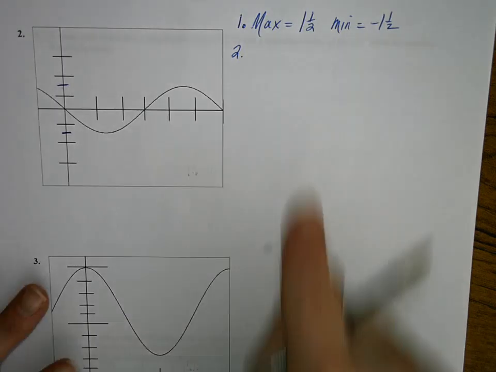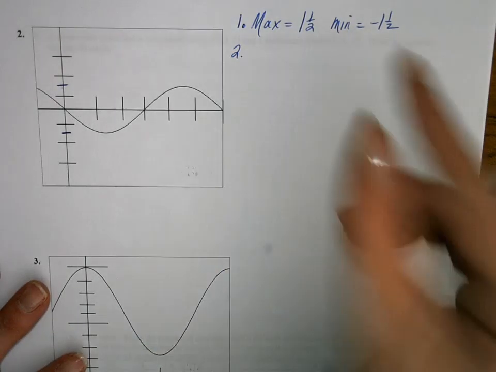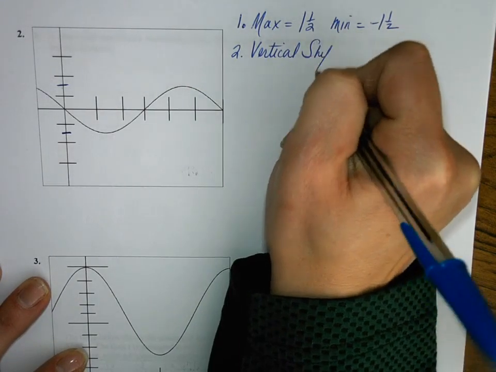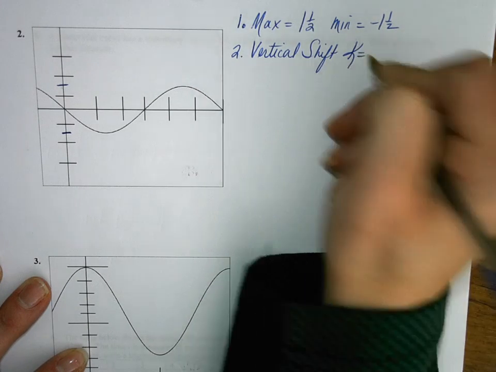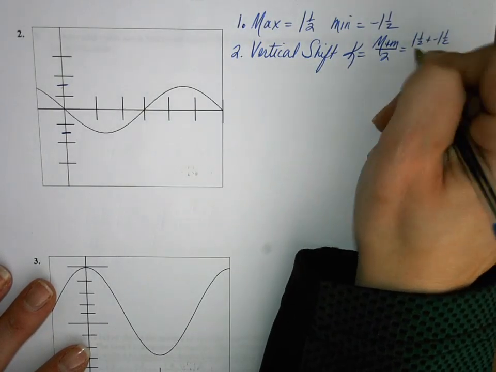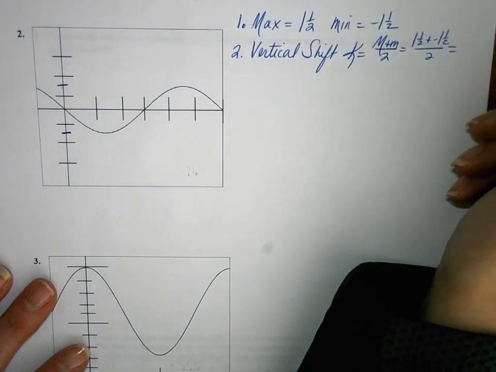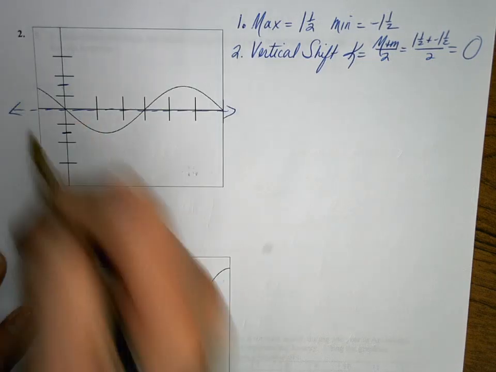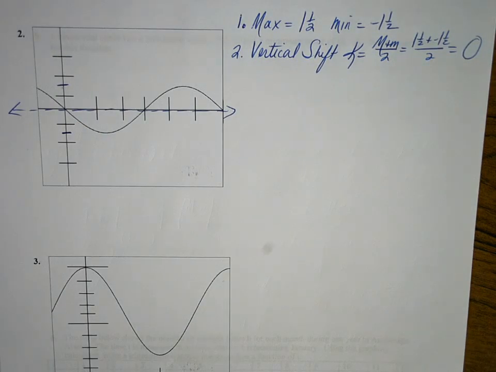I just like to keep it consistent so that I don't miss anything. So first I'm going to find the maximum and the minimum, which is going to help me to find that vertical shift. My K value is the vertical shift. Now my vertical shift is always going to be the max plus the min divided by 2. So 1.5 plus negative 1.5 divided by 2 is 0. Notice, my x-axis, there's no vertical shift. My x-axis cuts this graph in half. It has not been moved up or down. We should be able to identify that from my graph.